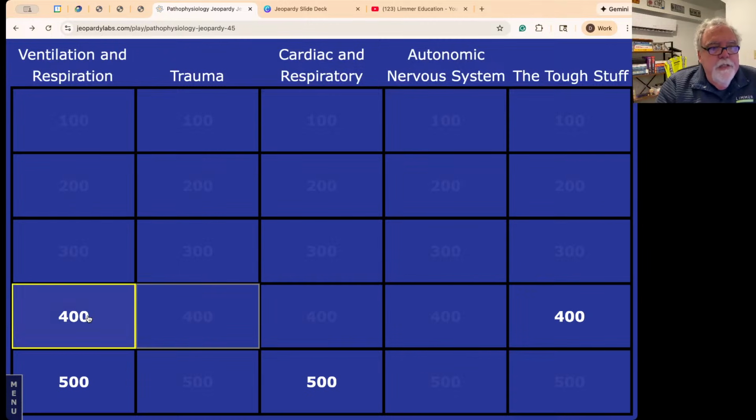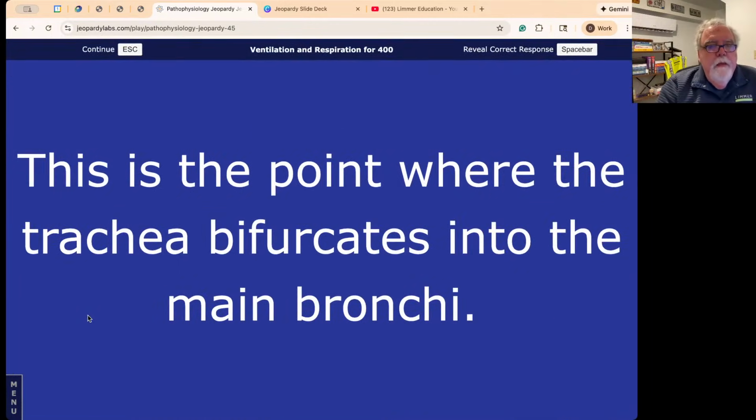All right, ventilation respiration for 400. This would be an easy one. It's a little more physiology than pathophysiology. This is the point where the trachea bifurcates, or splits, into the main bronchi.